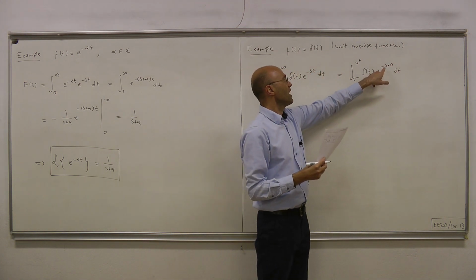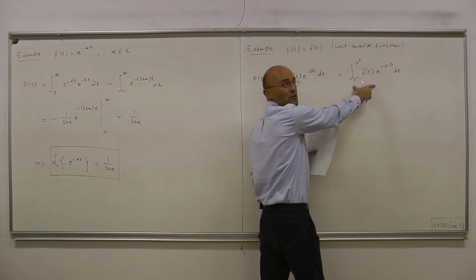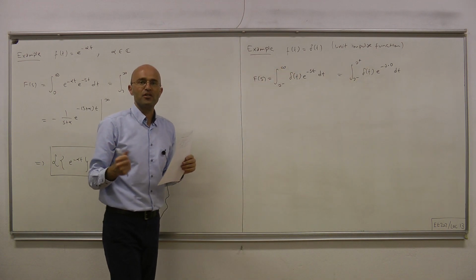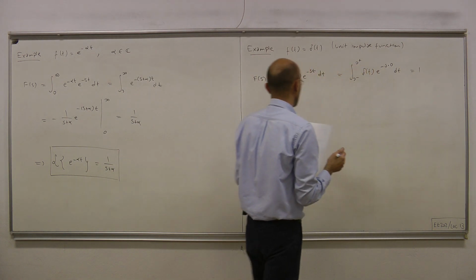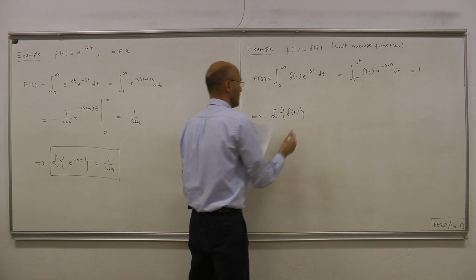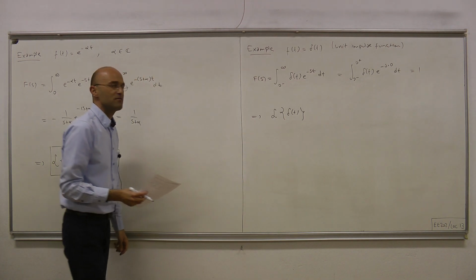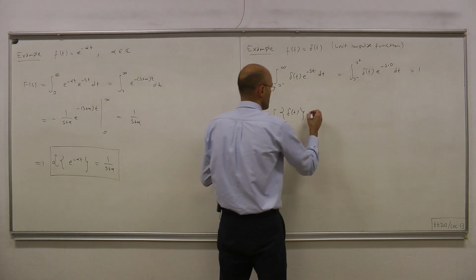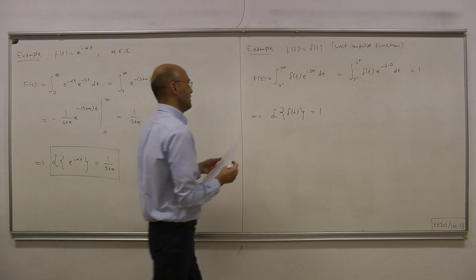Now e to the minus s times 0 is e to the 0, and e to the 0 is 1. Therefore, what we're doing here is integrating the impulse function from 0 minus to 0 plus, and by definition, that's 1. Hence, our wild function in the time domain, delta of t, gives us a very innocent, nice Laplace transform. In other words, its Laplace transform is just a simple 1.